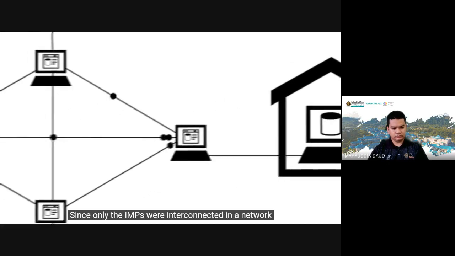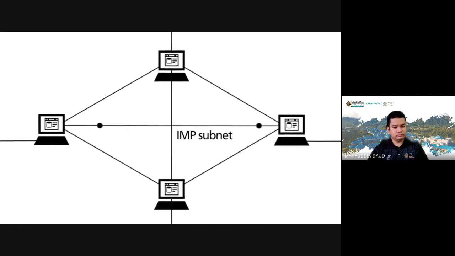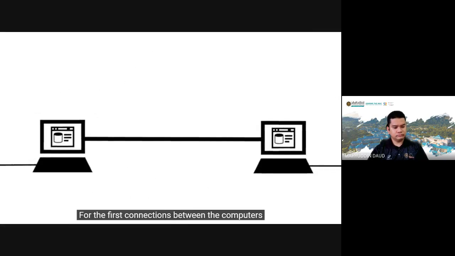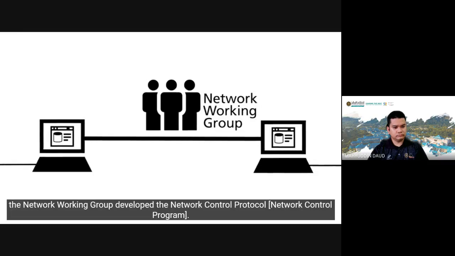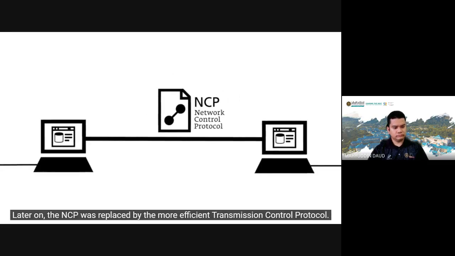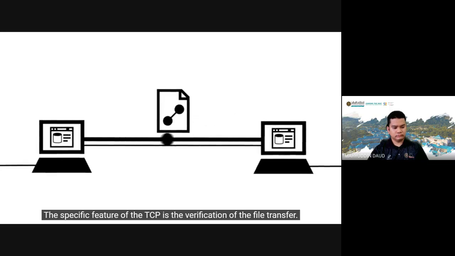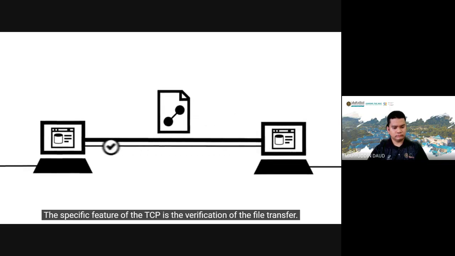Since only the IMPs were interconnected in a network, this was also called IMP subnet. For the first connections between the computers, the Network Working Group developed the Network Control Protocol. Later on, the NCP was replaced by the more efficient Transmission Control Protocol. The specific feature of the TCP is the verification of the file transfer.